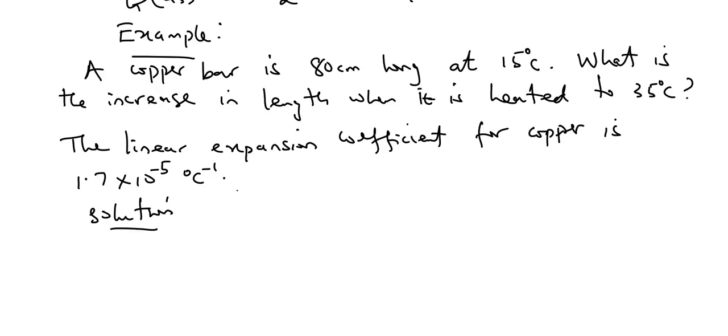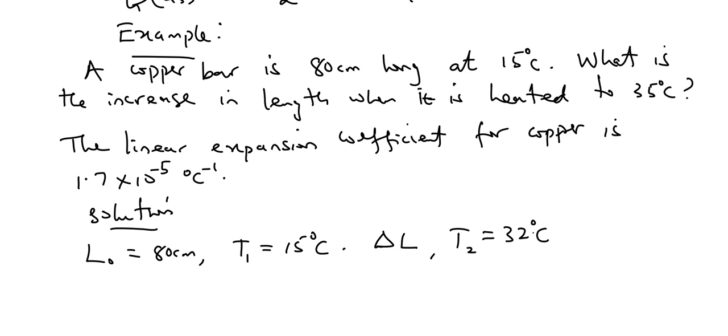Alright, so the example is: a copper bar is 80 centimeters long at 15 degrees Celsius. So the original length L naught is 80 centimeters. The initial temperature, let's call it T1, is 15 degrees Celsius. The question is, what is the increase in length, delta L, when it is heated to 35 degrees Celsius? So T2 is 35 degrees Celsius, and we are told that the linear expansivity alpha for copper is 1.7 times 10 to the power minus 5 per degree Celsius.